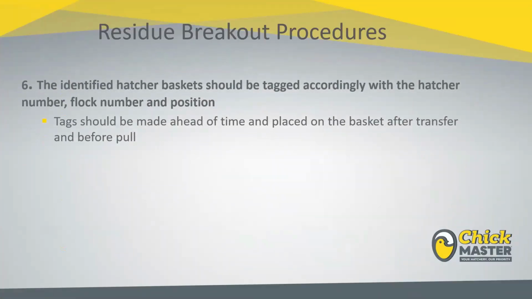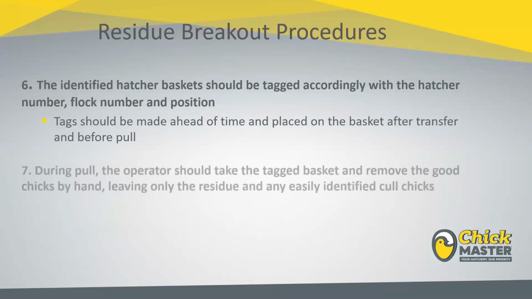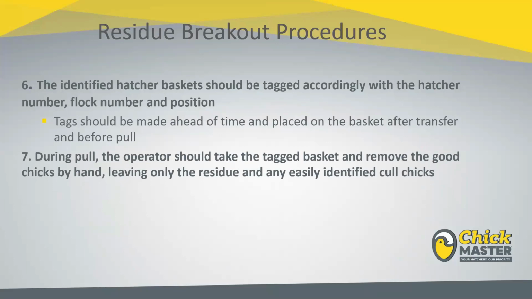The identified hatcher baskets, and this is recommended, should always be tagged accordingly with a hatcher number, a flock number, and a position of that basket. I always recommend making tags ahead of time, and I'll commonly use the small tags with the wire or with a zip tie on them that I can just put on the basket, and that way I can document everything prior to putting it on the basket. So really, during pull, the operator should take the tagged basket and remove the good chicks by hand, leaving only the residue and any easily identified cull chicks in the basket.